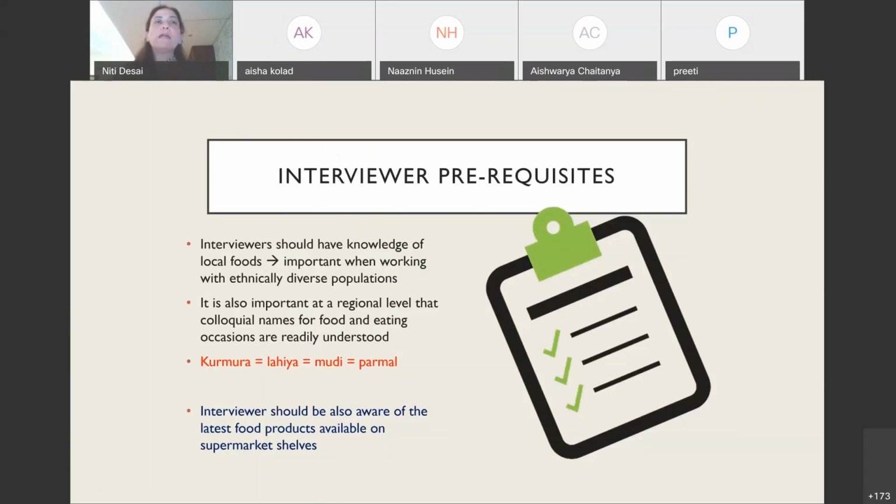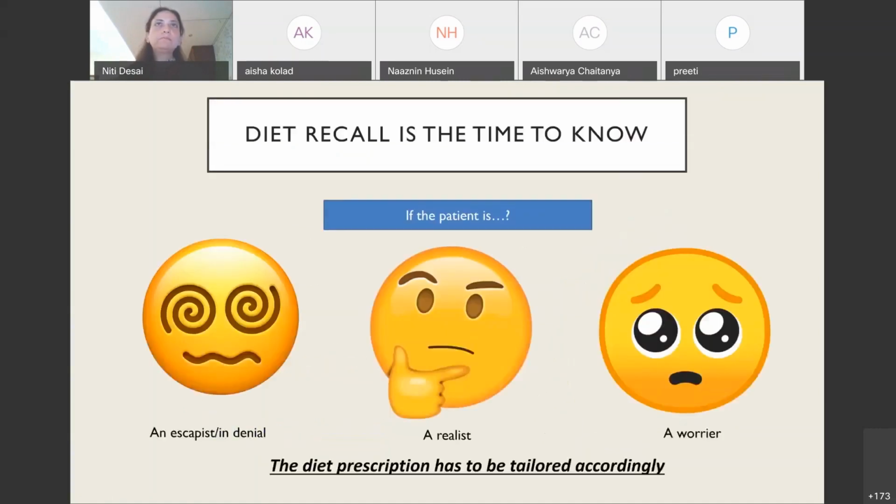The interviewer should also be aware of the latest food products available on supermarket shelves. Very often patients tell us that they've been having a certain product, and if you are not aware of what is available, it does not help the confidence building measures.